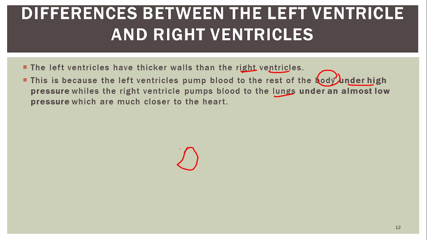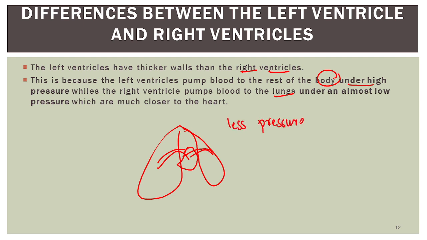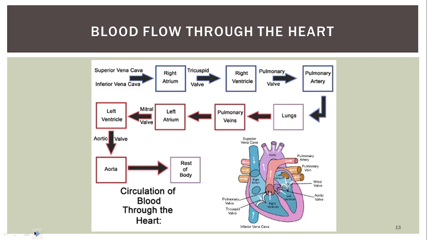Let's say we have our heart here. Forgive me for my extremely terrible drawing. And then we have our lungs somewhere like this. It's the right ventricle that's pumping blood to the lungs, which are very close by, which is why they can send the blood in less blood pressure. But then the left ventricles are pumping blood all over the body, which is why they would need high pressure. And how will the high pressure be generated? When their muscle walls are thicker. That's the only difference between their muscle walls.